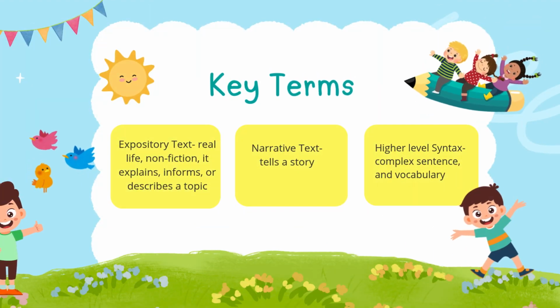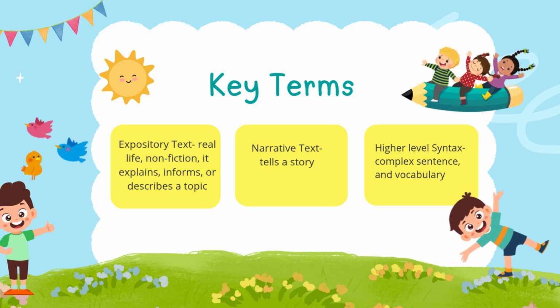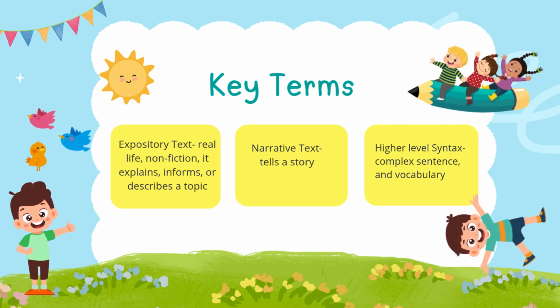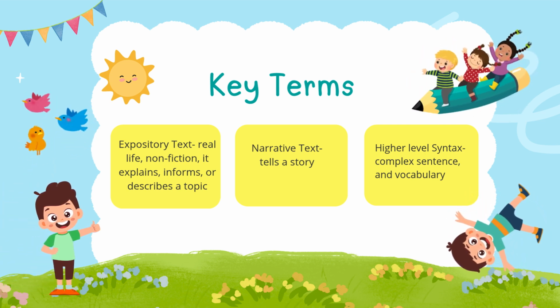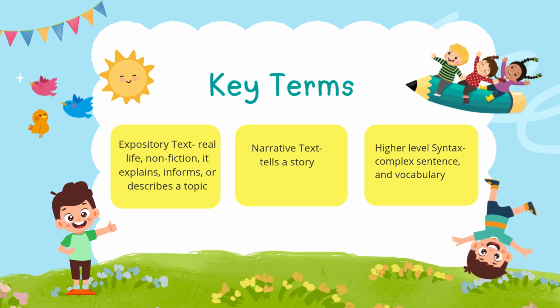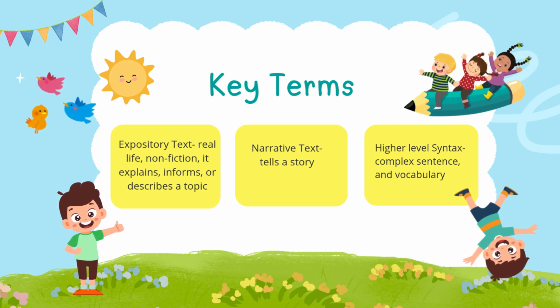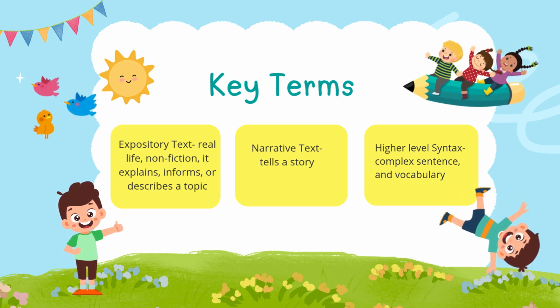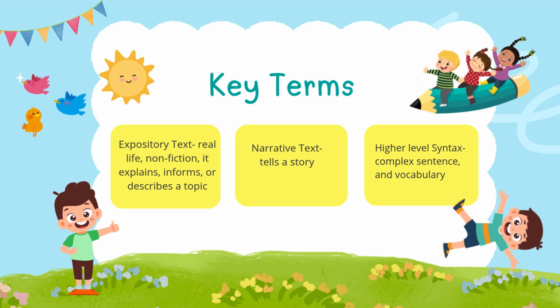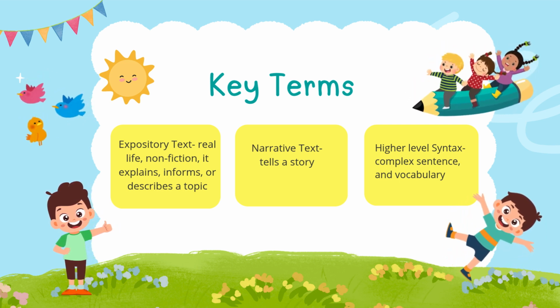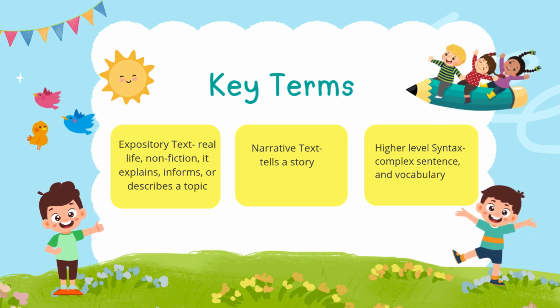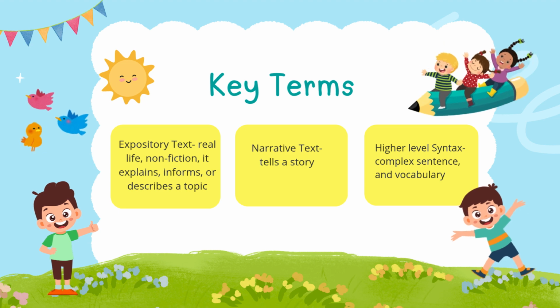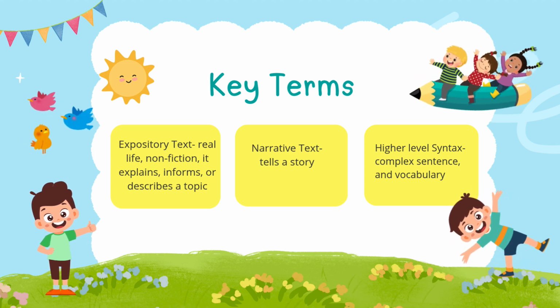The key terms needed for this text is expository text, which is real-life nonfiction that explains, informs, or describes a topic, whereas narrative text tells a story. Also, another word to know is syntax. Expository texts often have higher level syntax, more complex and compound sentences, and higher level vocabulary like Tier 2 and Tier 3, and relating them to real life, comparing, and contrasting.